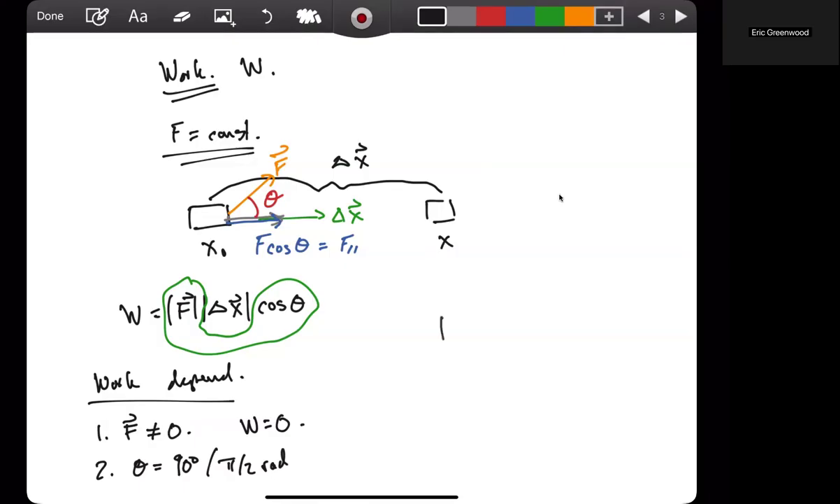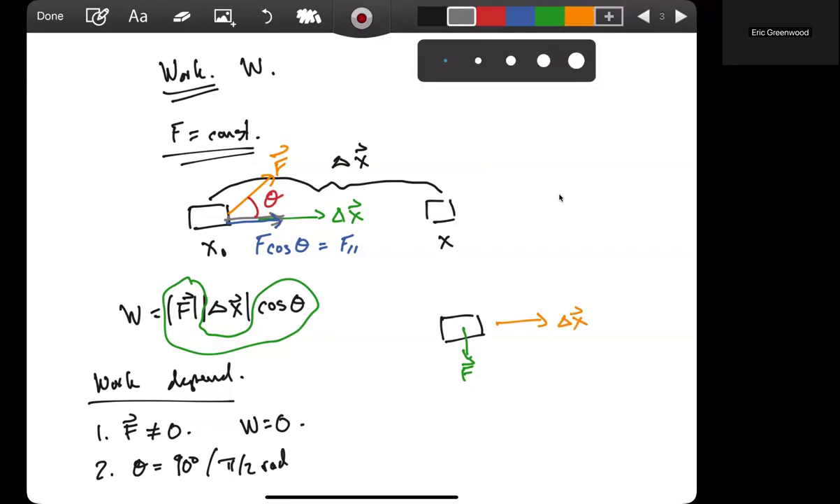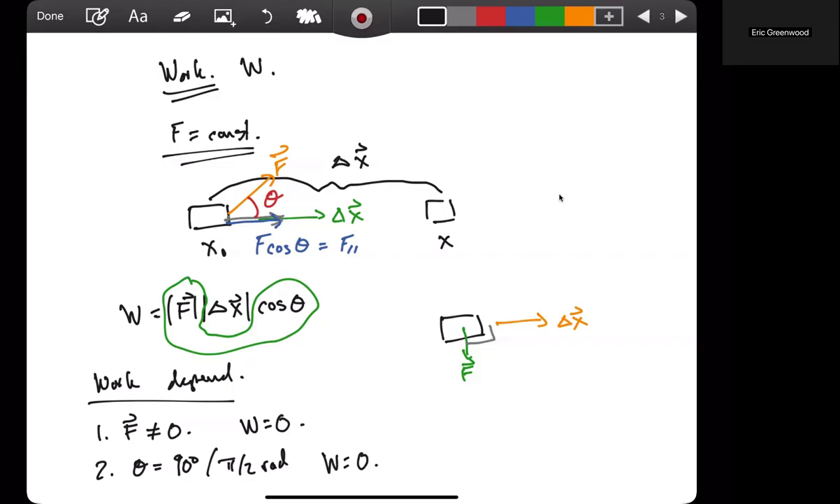If I redraw my picture here, here's my mass, and I'm applying my force down in this direction, but my displacement in this case is in this direction. Let's say it's moving this way. Since it's a 90-degree angle, no work is done, because here my force is perpendicular to the direction of the motion, but the only way to get work done is if it's parallel to the direction of motion. It's only the parallel component of the force. Here there's no parallel component, so my work is equal to zero.